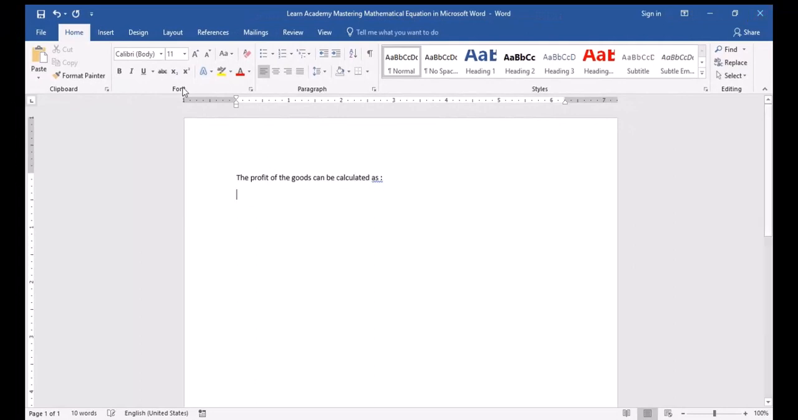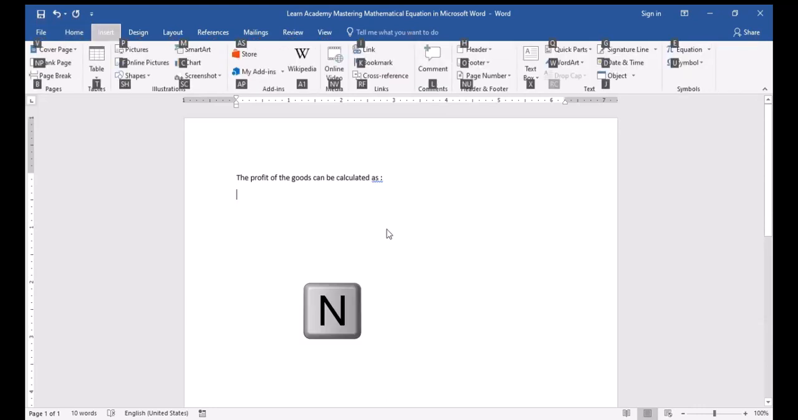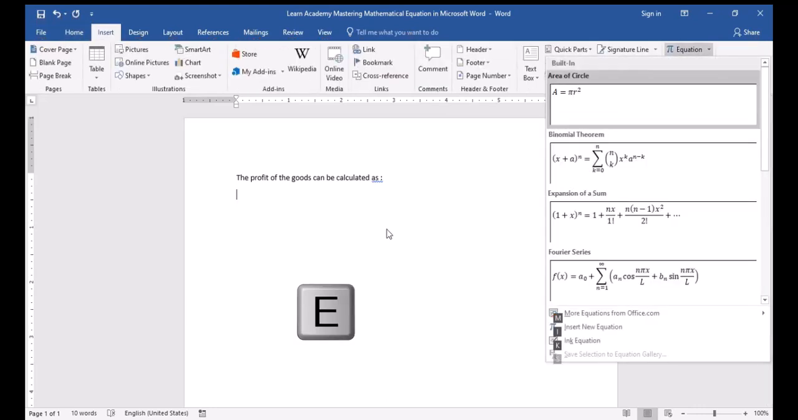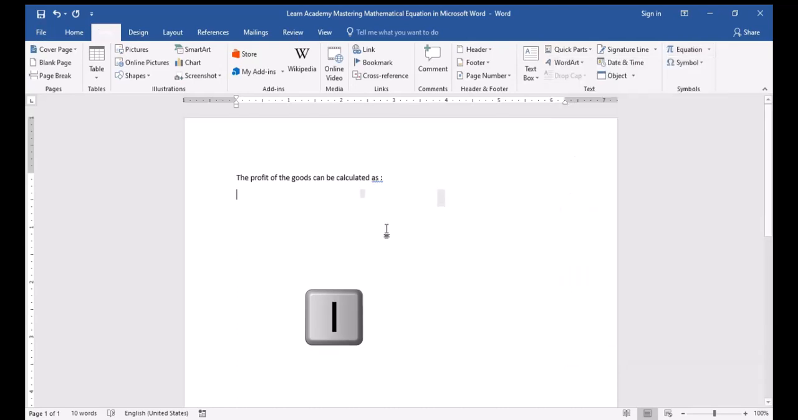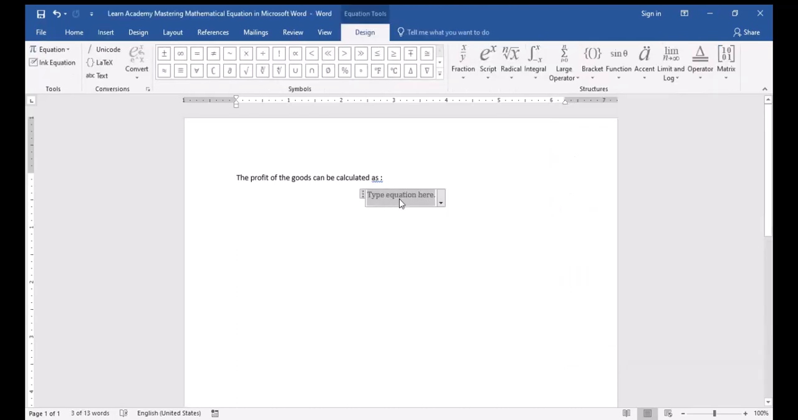So instead of moving my cursor to the Insert menu, I can simply press the Alt key on the keyboard, followed by the letter N, followed by the letter E, then followed by the letter I. So basically you have your equation space automatically appearing.